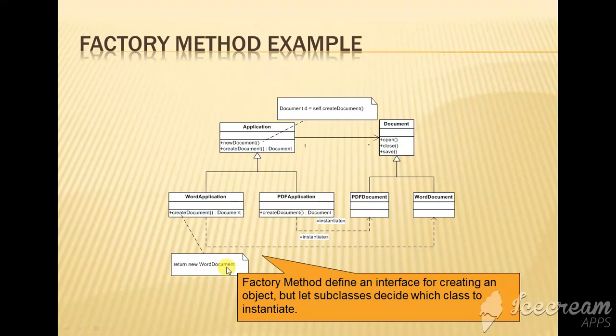So this is going to be the factory method example, where we define an interface. This is the interface, but let the subclasses decide which class to instantiate. So this subclass has to decide which class to instantiate. PDF application will decide whether to instantiate the PDF document or not. So this is the factory method.